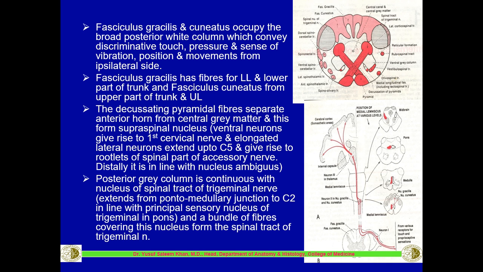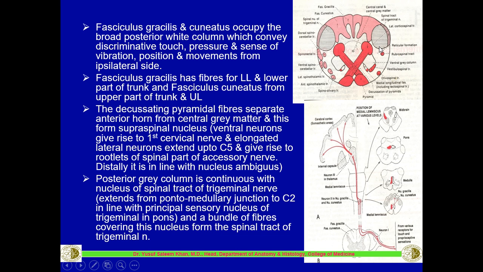The posterior gray column is continuous with the nucleus of the spinal tract of the trigeminal nerve. If you can appreciate, the posterior gray column will be separated from the central gray column, and here you can see the presence of the trigeminal nerve nuclei as well as the tract on the lateral side. So in this region, the nucleus is much larger and the tract is very small. In other regions, you can see the tract is thicker and the nucleus will be smaller. So especially in this region, the spinal trigeminal nerve nucleus is large, and the tract is very thin on either side. You can see this is the tract.